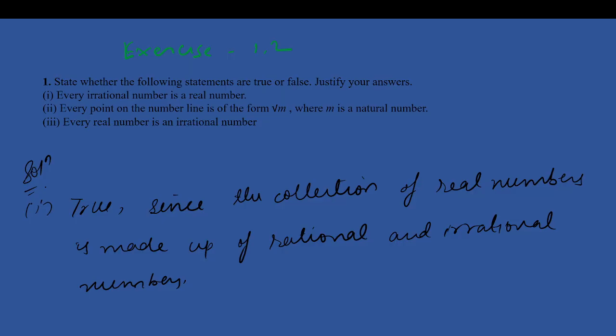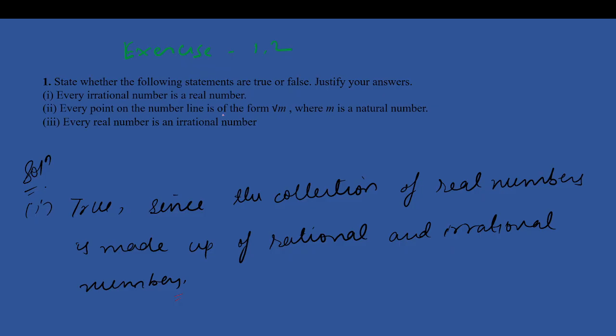Yes. Right now, I've told that the real numbers are a collection of all the numbers: integers, natural numbers, whole numbers, rational and irrational. Since the collection of real numbers is made up of rational and irrational numbers, every irrational number is a real number.